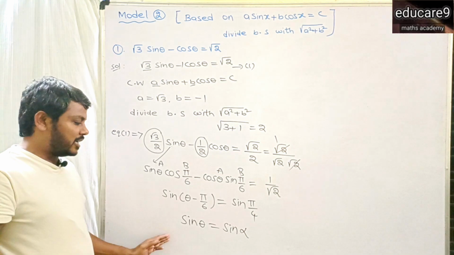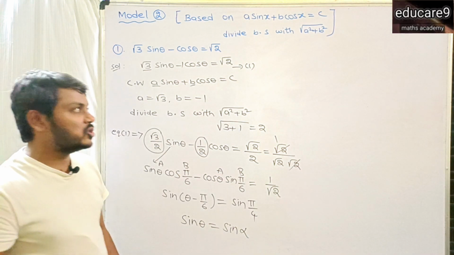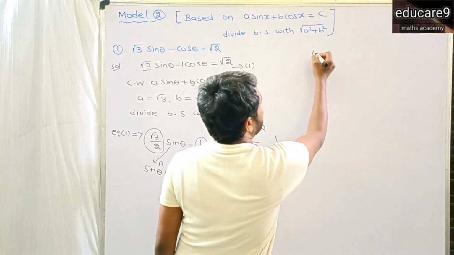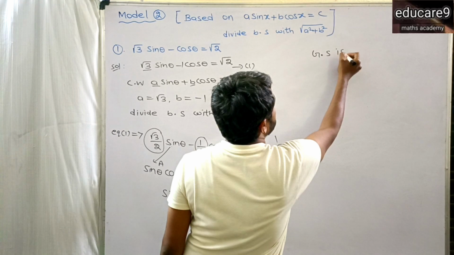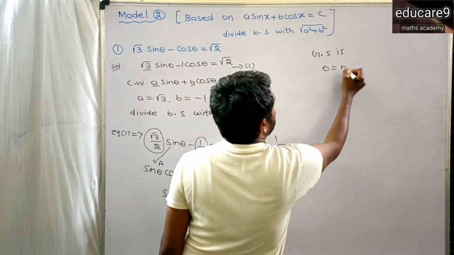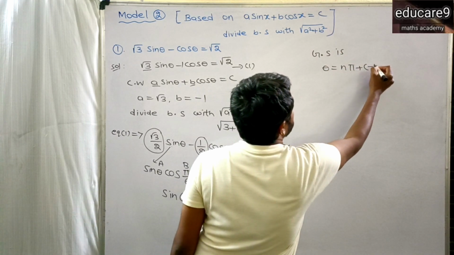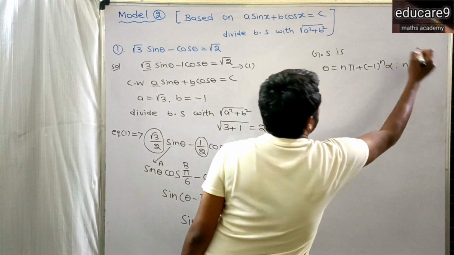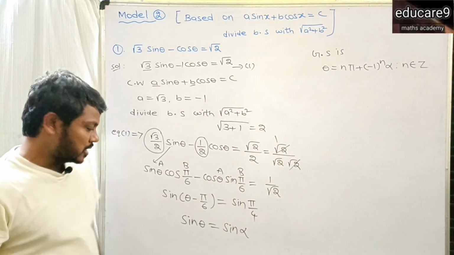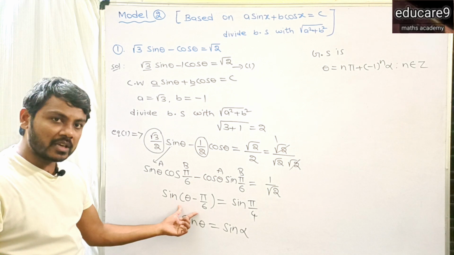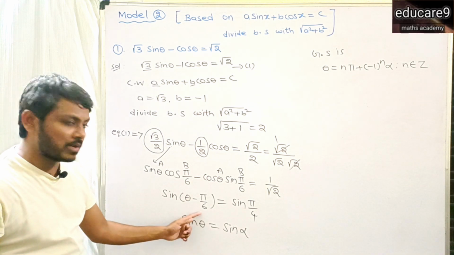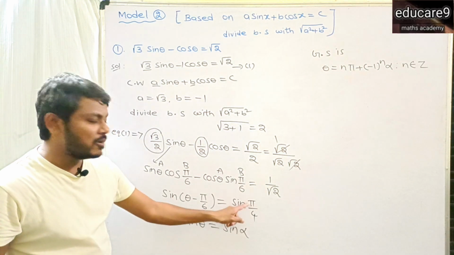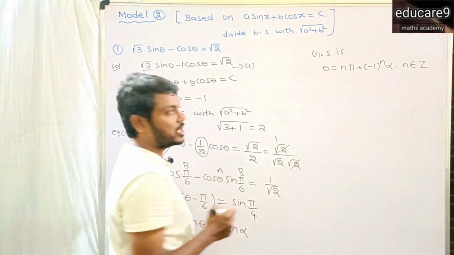We know that if sin theta is equal to sin alpha, what is the general solution? See here, the general solution is theta is equal to n pi plus minus 1 whole power n into alpha, for all n belongs to Z. Since what is the theta value? Left hand side angle, theta minus pi by 6. And what is the alpha value? Pi by 4. Replace with them.